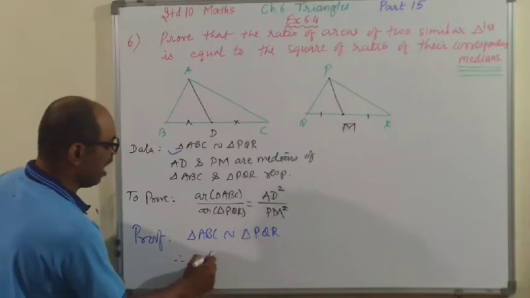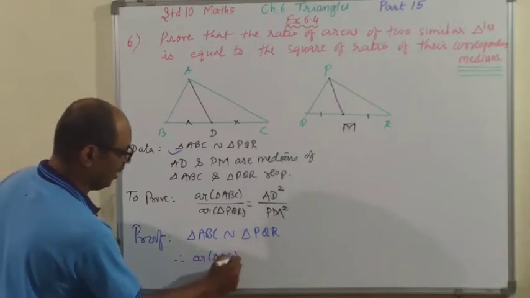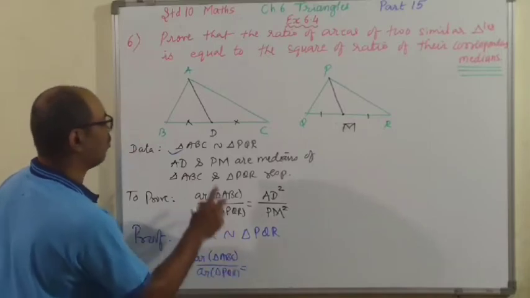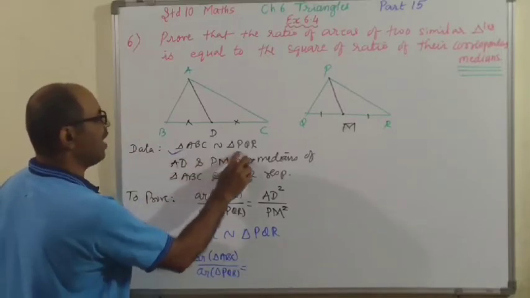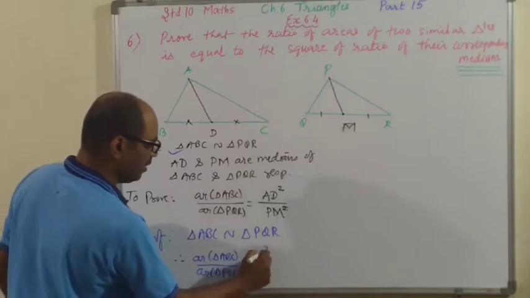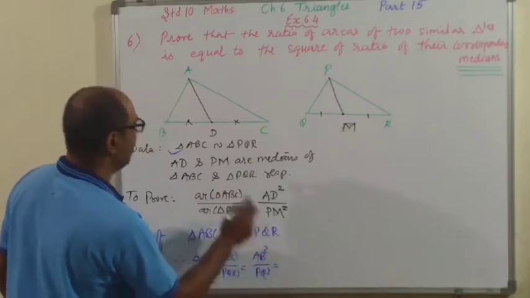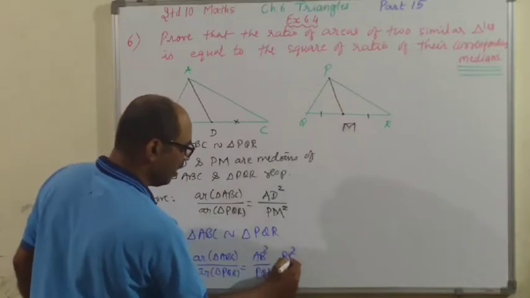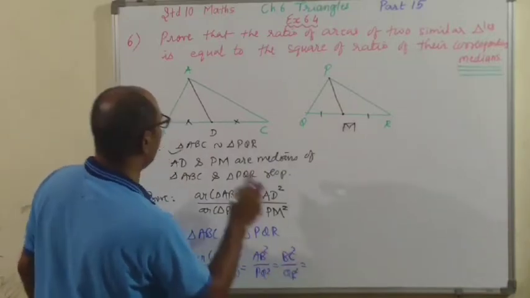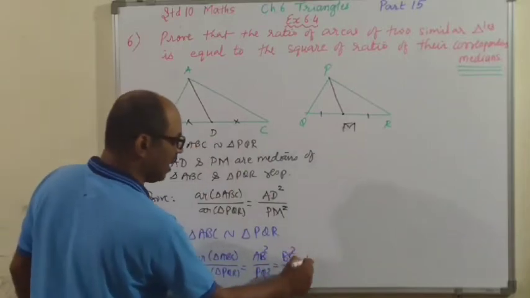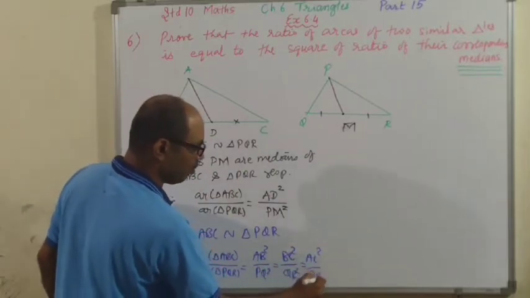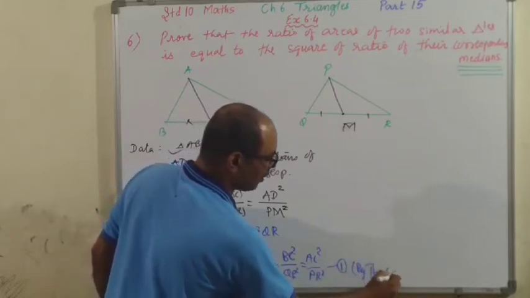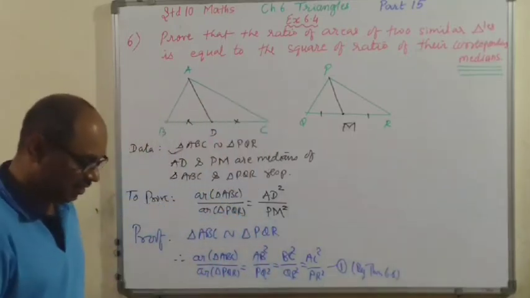Therefore, area of triangle ABC upon area of triangle PQR is equal to, बोलो, AB square upon PQ square, is equal to BC square upon QR square, is equal to AC square upon PR square. Result 1 by theorem 6.6. Alright children?